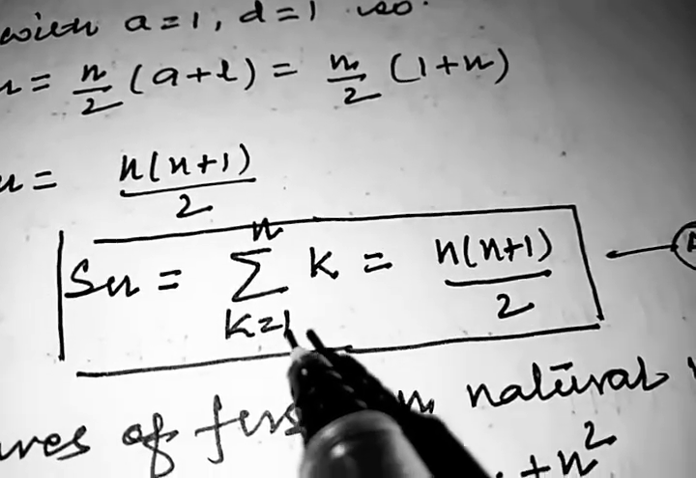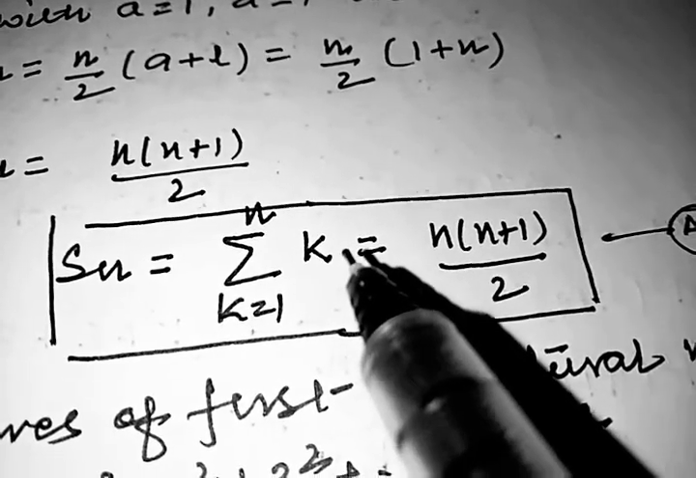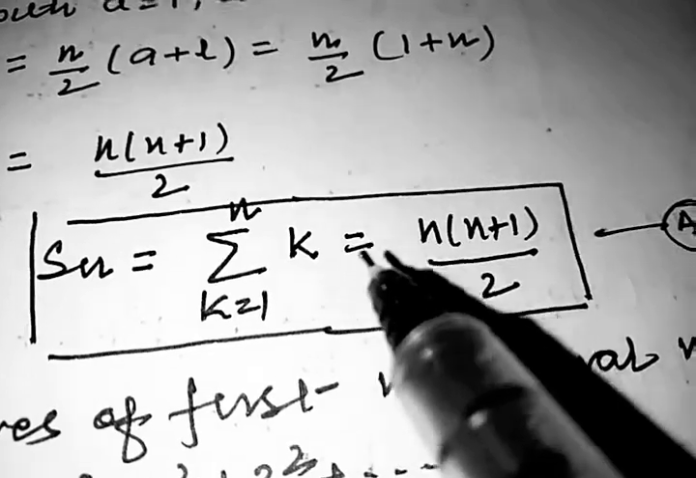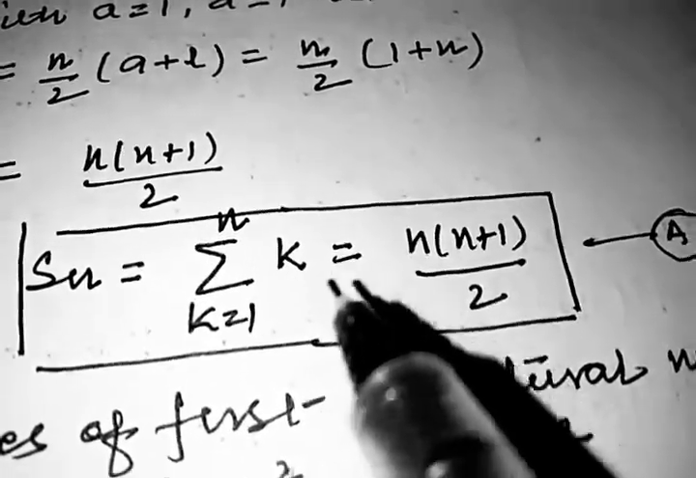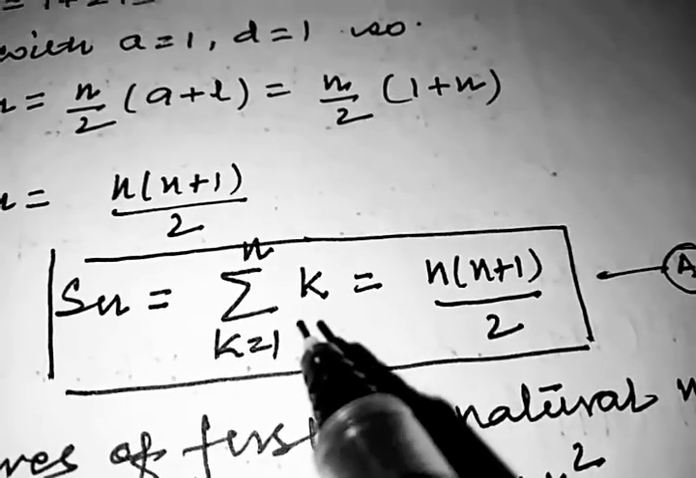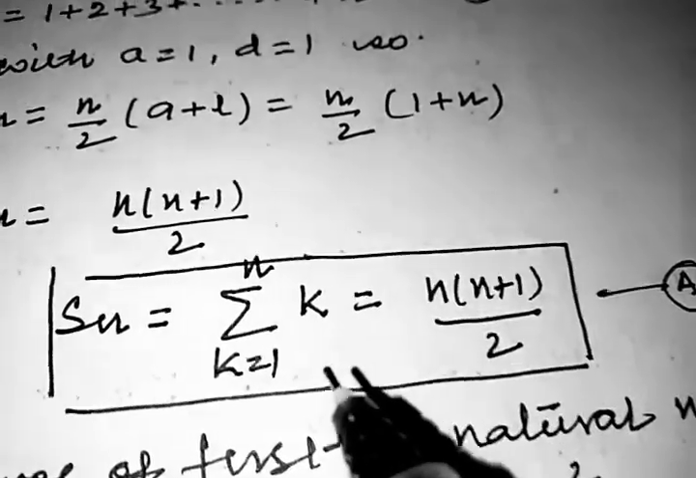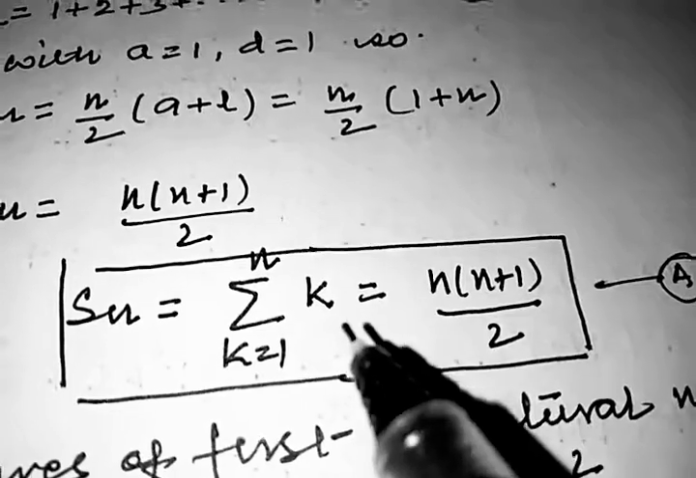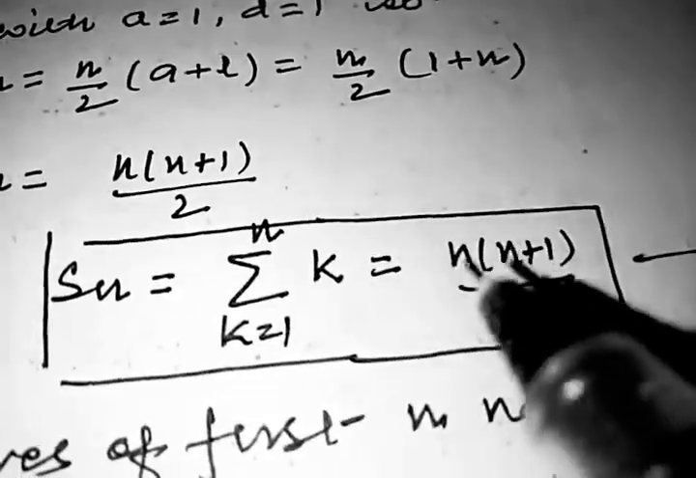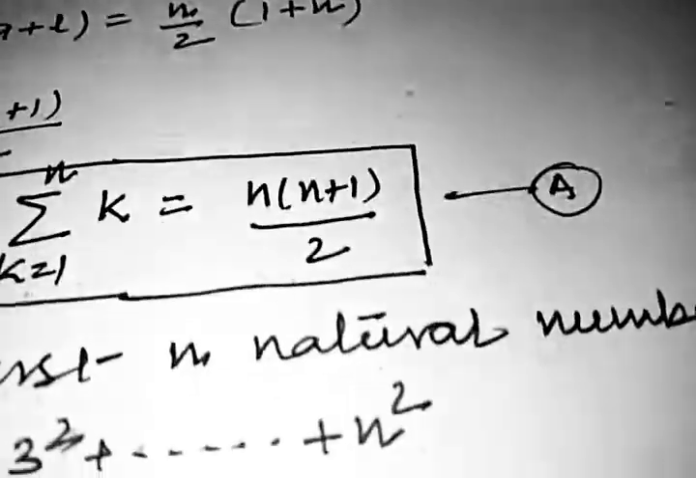For k equal to 2, that will be 1 plus 2. Then k equal to 3, that will be 1 plus 2 plus 3. Then 4, 1 plus 2 plus 3 plus 4. Then at last it will be n, 1 plus 2 plus 3 up to n. So this will be denoted by sigma k equal to 1 to n of k, and the value will be n(n plus 1) by 2.